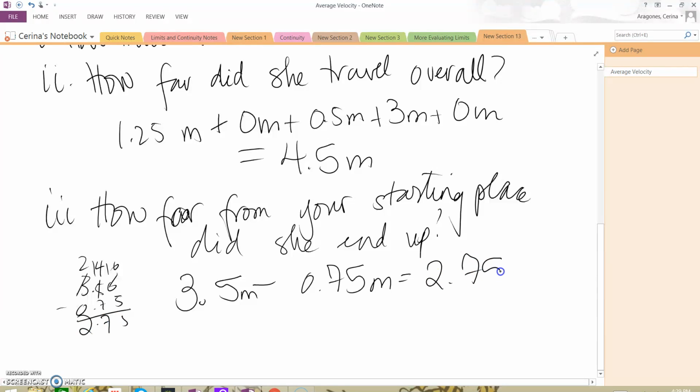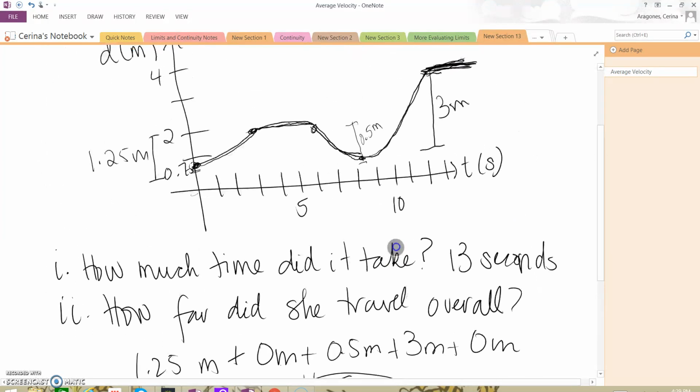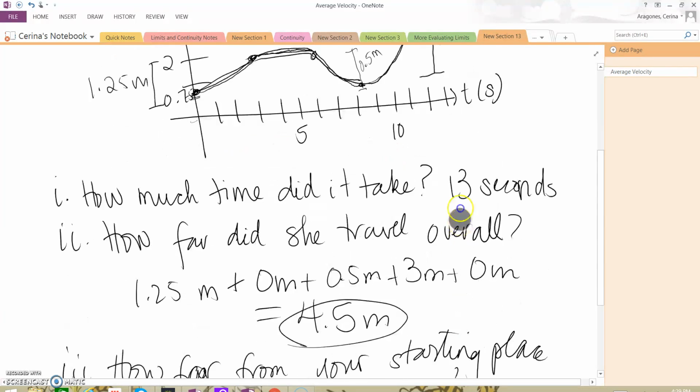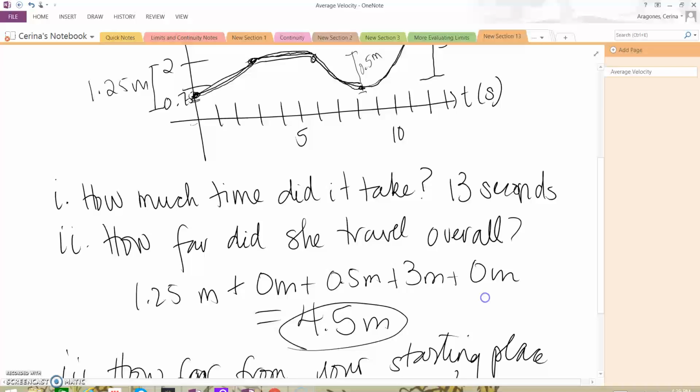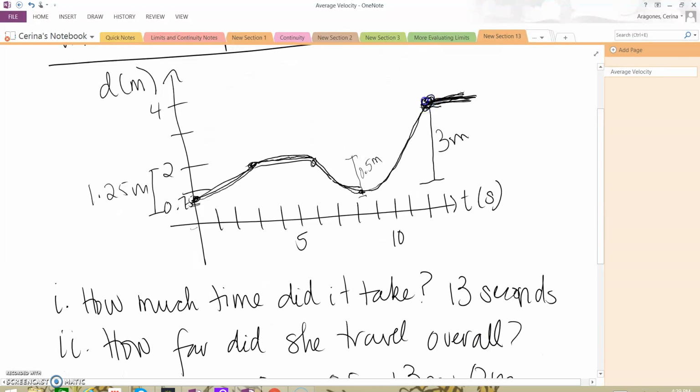2.75 meters. So as you can see, the distance she traveled is different from how far from her starting place she ended up, okay? Because the distance she traveled is literally how much distance she actually walked. Whereas how far was she from her starting place is just looking at the ending and the initial. So where she ended up and where she began. So we didn't really care about what happened in between here.